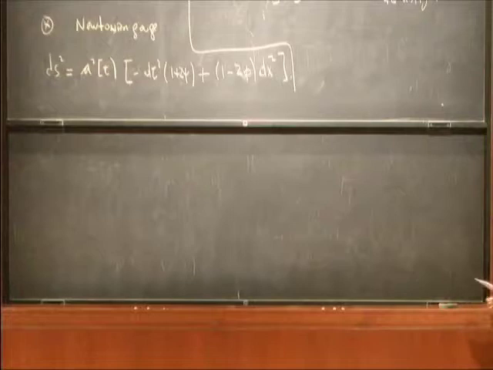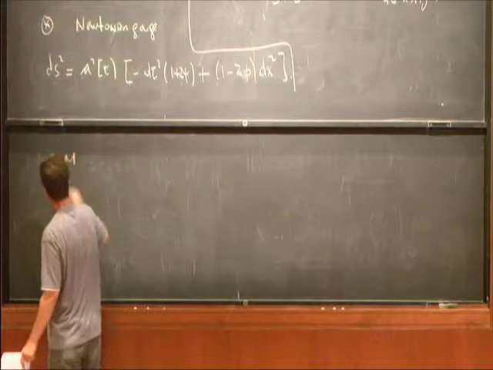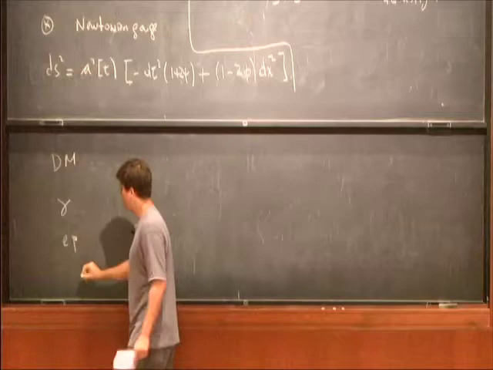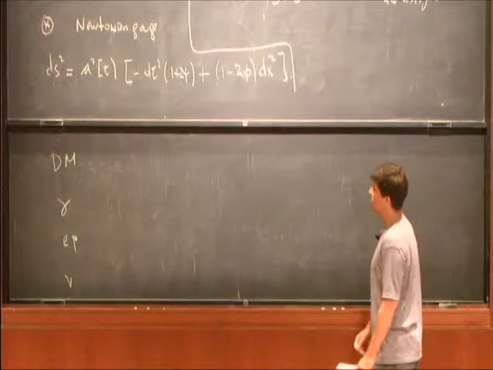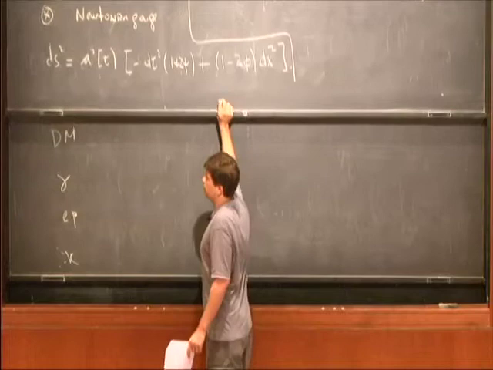Anyhow, so what do I need to do now? What I need to do is write down the equations for all of the different fluids, all the different things that I have. I have dark matter, I have the photons, I have the electrons and the protons, I have the neutrinos, and I might have other things. But we'll stick with these. For the purpose of this class, I will pretty much forget about the neutrinos. The dark matter I will treat correctly.